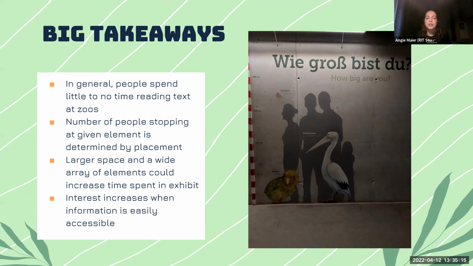In general, interest in the animal increases when the information is easily accessible. So easily accessible is easy to read, or it does not require reading. It is relatable to you, and as with the interactive TVs, it's not something that you have to click through to find. It's right there for you to see and read pretty easily and without problems.